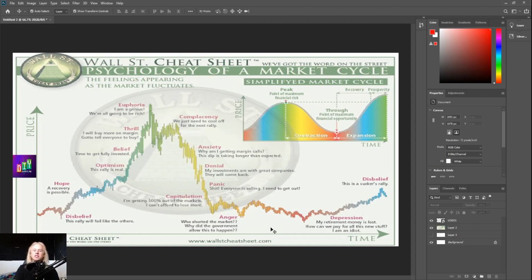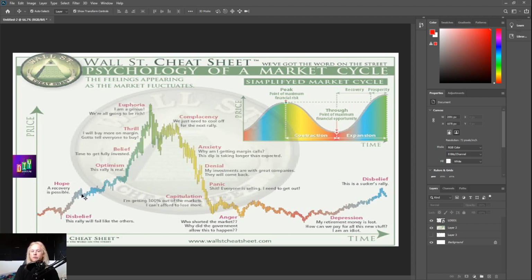Why did the government allow this to happen? And these are all the emotions that are played and translated inside of the emotional psychology of a market cycle. And you guys got to remember that when 80 to 90% of the market is losing, that 80 to 90% emotions are reflected in this graph.